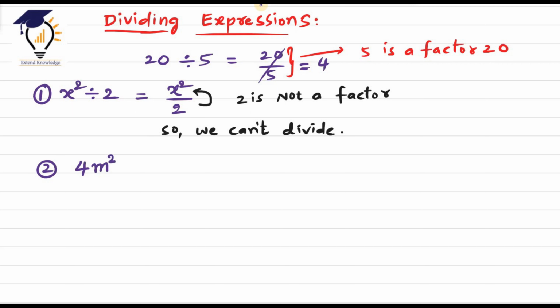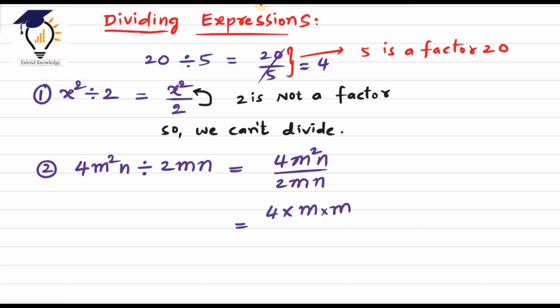4m square n has to divide with 2mn. In this case, let me write it as a fraction form. So 4m square n over 2mn. So here what I'm trying to do is to make simplification very easy. I'll expand this using expanded form operation. So let me expand this. 4 I can write as 4 itself, and m square I can make it as m times m, and then n over 2 times m times n. And just to make it easiest, I'm trying to expand this, and let's strike off the common factors.